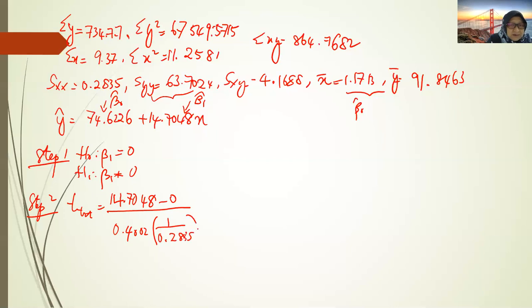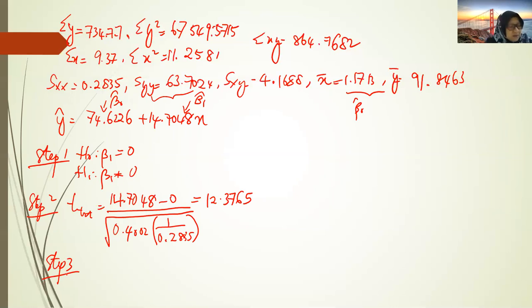0.2835. Okay, so you take the square root of that, so you will get 12.3765. Okay, so that is the t-test. And then step 3, you need to check the critical value.